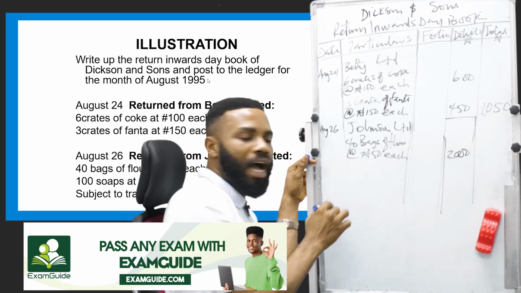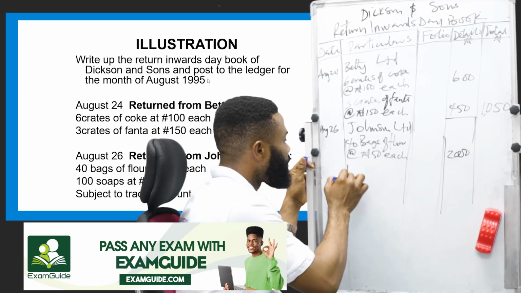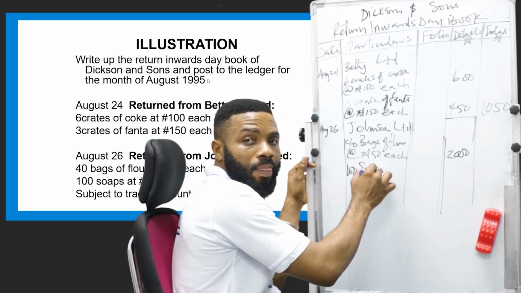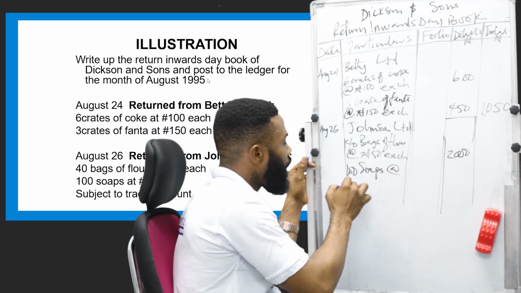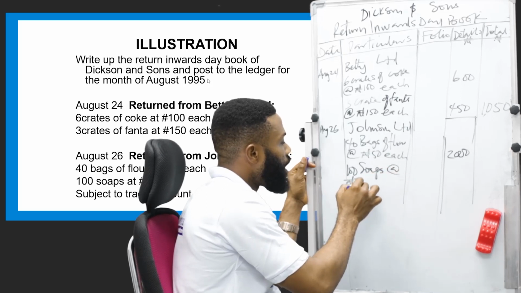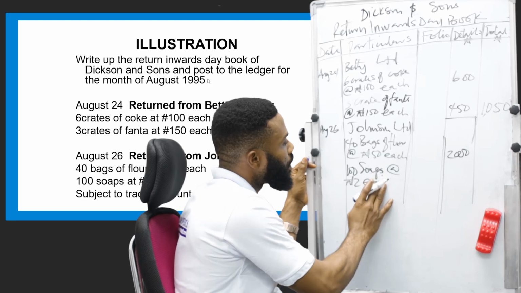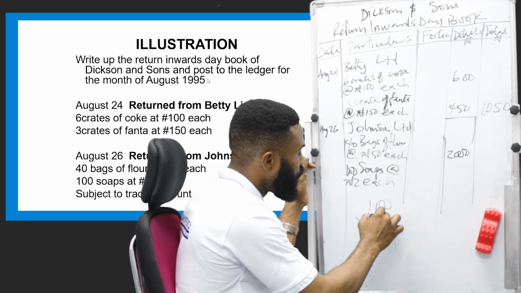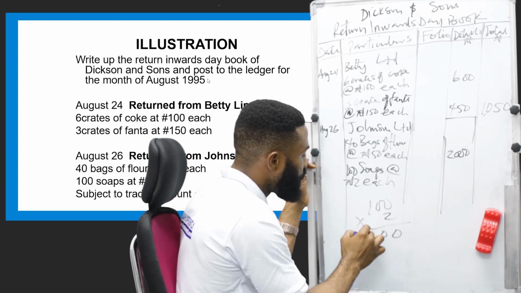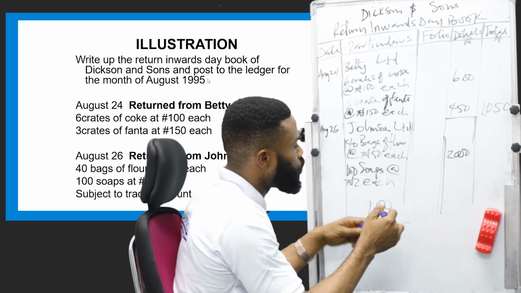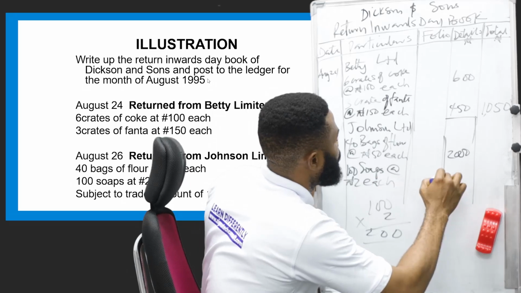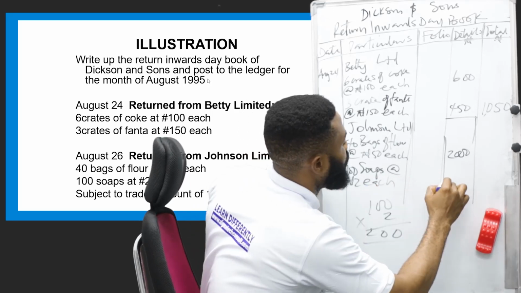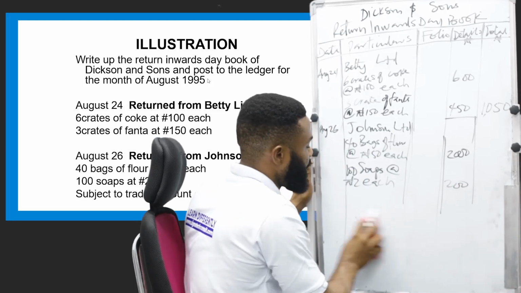Let's look at it again. We have 100 soaps at 2 naira each. Let's calculate 100 times 2. 0, 0, 2. That's 200. You have 200. All right.